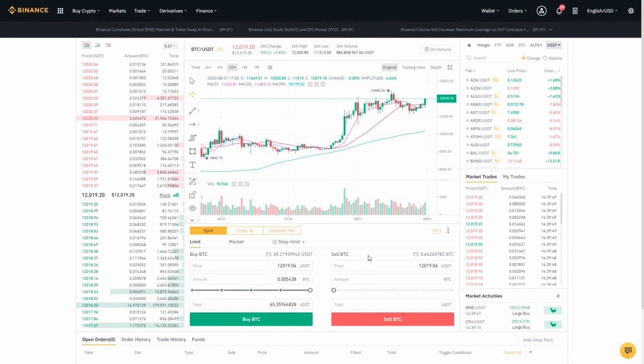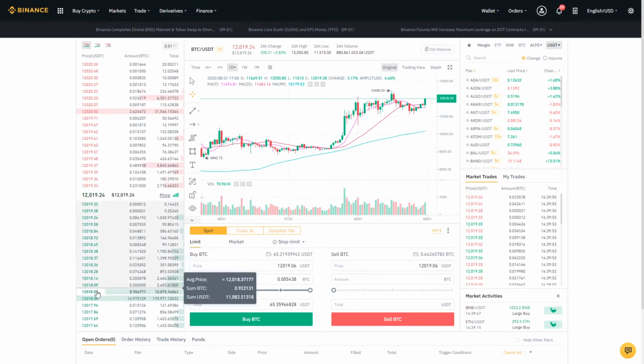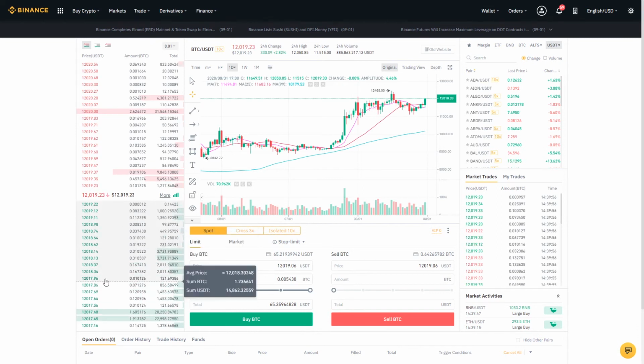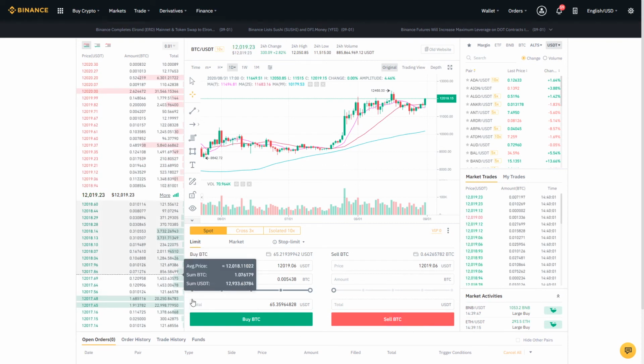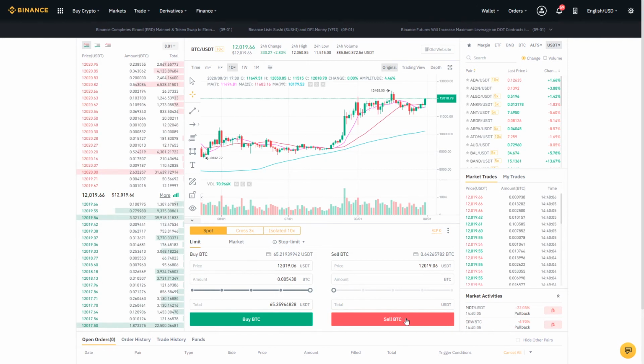And then we could submit the buy order for Bitcoin. On the other hand, say we owned Bitcoin and we wanted to sell it to USDT, we could do that by looking at the prices down here if we wanted to execute the trade immediately, and then we could sell Bitcoin. So we could select a value right here and then select to sell Bitcoin.